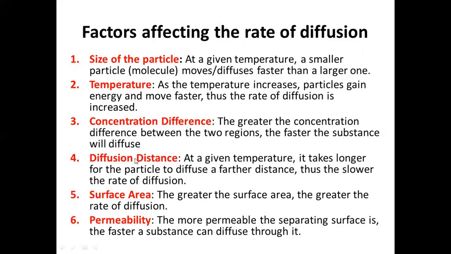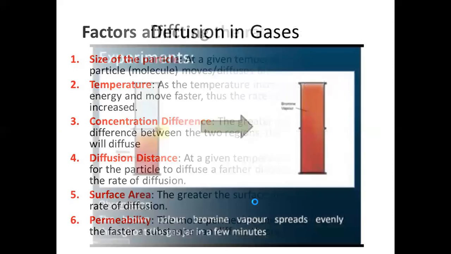Number four, diffusion distance. At a given temperature, it takes longer for the particles to diffuse a farther distance, thus the slower the rate of diffusion. Number five, surface area. The greater the surface area, the greater the rate of diffusion. And number six, permeability. The more permeable the separating surface is, the faster a substance can diffuse through it.